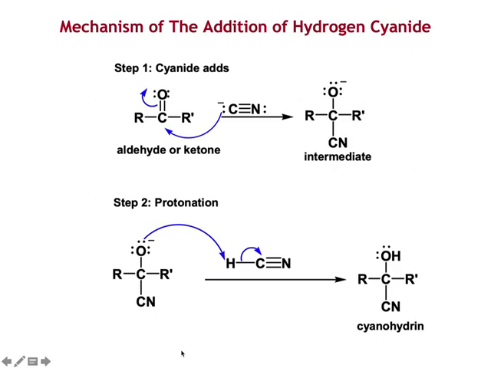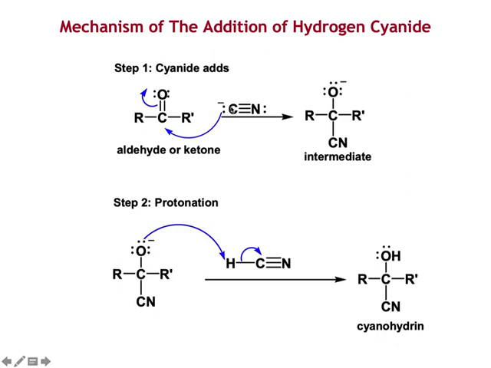Focus on the mechanism of the addition of hydrogen cyanide. It means that we want to add CN on the C double bond O. First step, we want to add cyanide. For this example, a ketone reacts with the strong nucleophile CN, HCN.